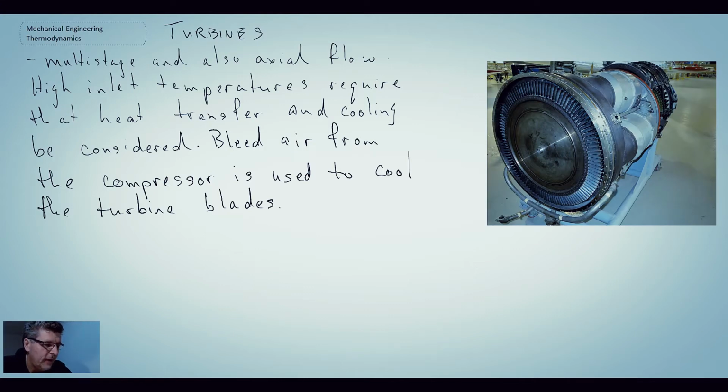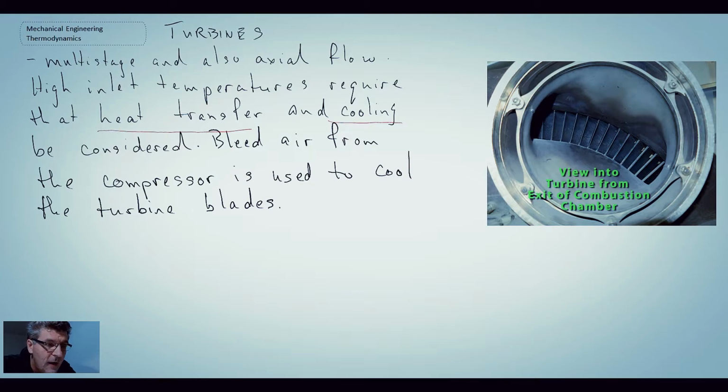So with the turbine, we're talking here again about multi-stage and axial flow, but we're dealing with high inlet temperatures, and consequently we need to consider heat transfer and cooling of the blades. We either do that by material science, that is using high temperature alloys and different types of coating, aluminum oxide, ceramic coatings, and we also do it using heat transfer. For that, we take bleed air from our compressor and use it to cool the turbine blades. And so looking at a schematic of the turbine itself, it looks something like this.